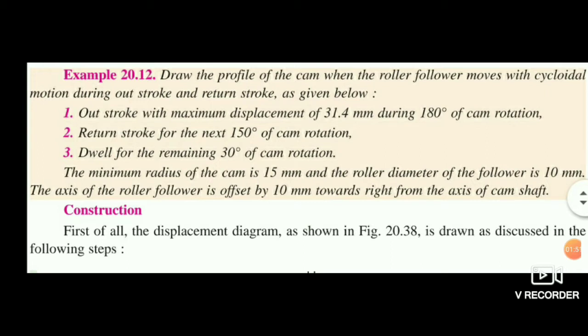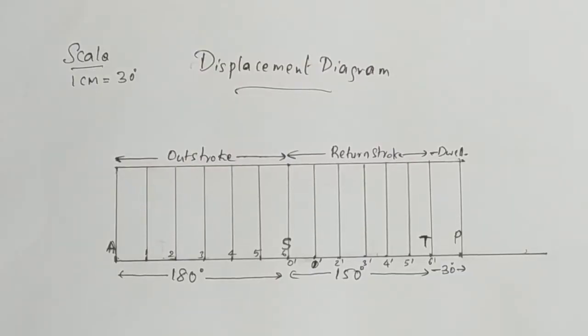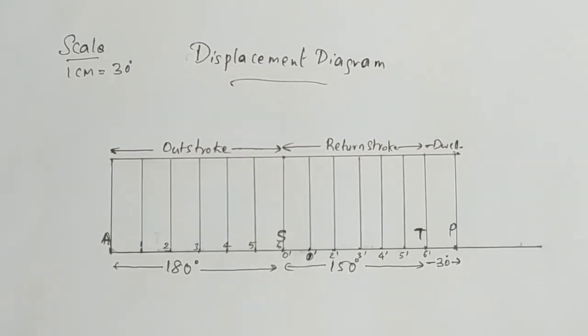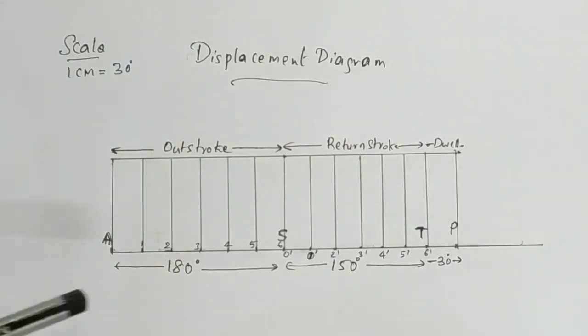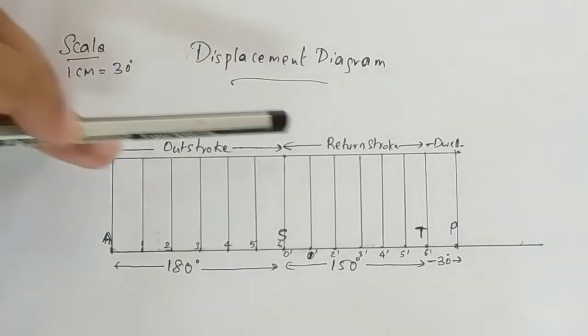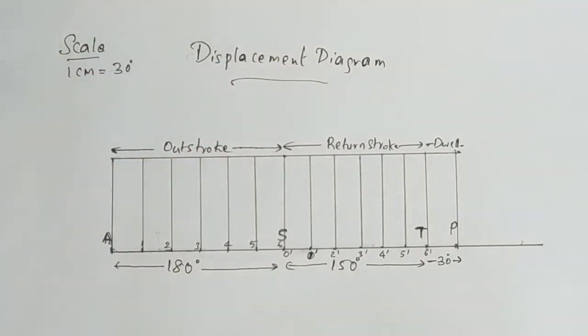So this is how we will approach any question in cycloidal motion. Just like in the previous question, here also first of all we have to draw the displacement diagram for the cycloidal motion. So let's see how we can draw the displacement diagram. The first step will be the same for all the methods: first we have to draw the horizontal line AX or AP of any length. Then on that we have to take the outward stroke and return stroke, and the dwell period, if it is in between. Here it is given the outstroke is 180 degree, return stroke is 150 degree, and dwell is 30.